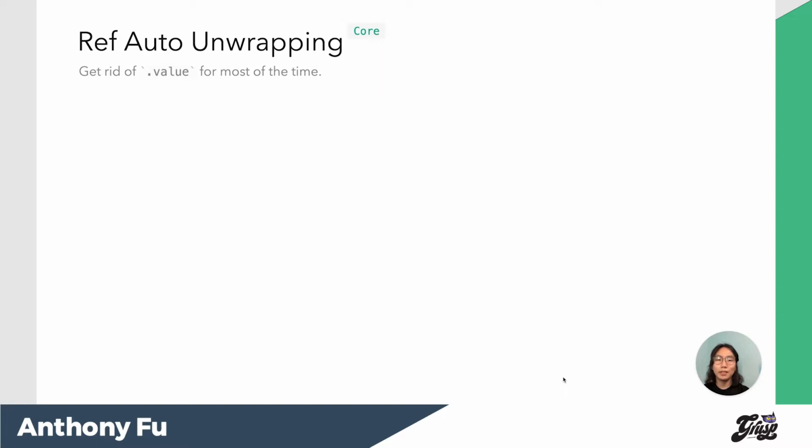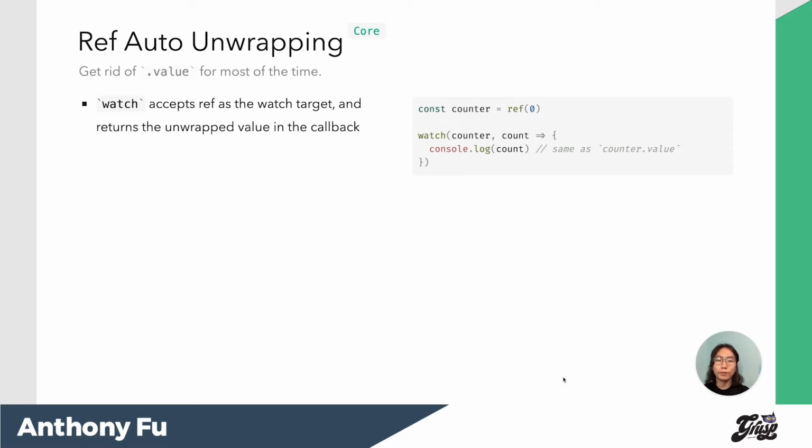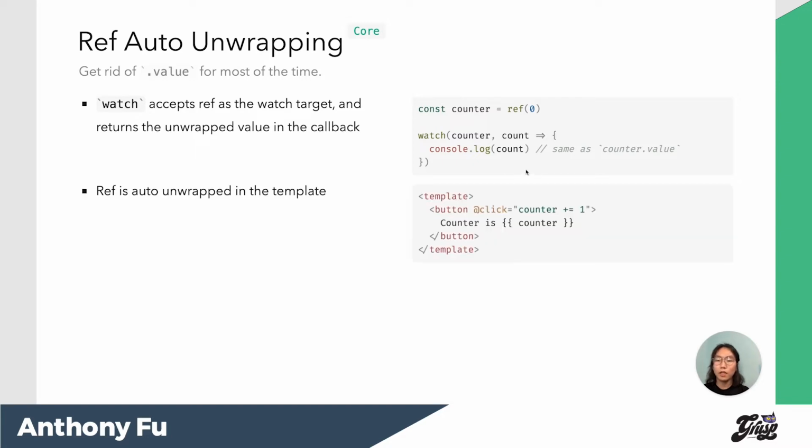When using refs, a big obstacle that people face is the annoying .value. But actually, in many cases, you can omit it and make your code look cleaner. The watch function accepts a ref as a watch source directly and will return the unwrapped new value of the ref in the callback. So in these cases, there is no .value needed. The other one is the nature of Vue. In templates, all the refs are auto-unwrapped, even assignments.